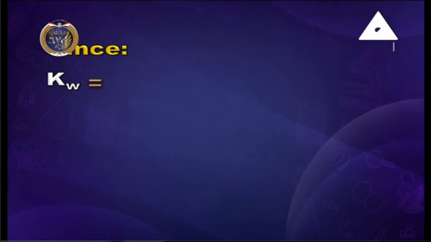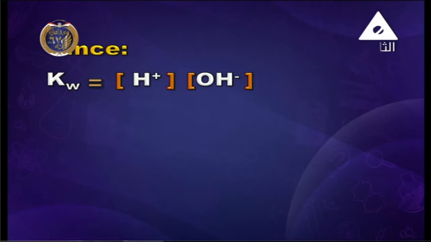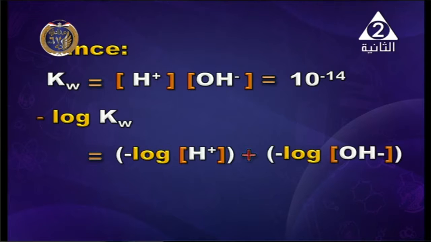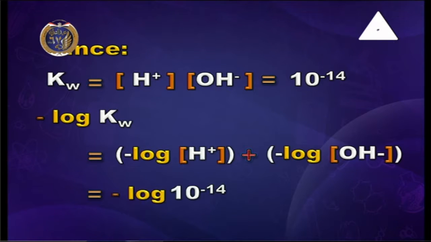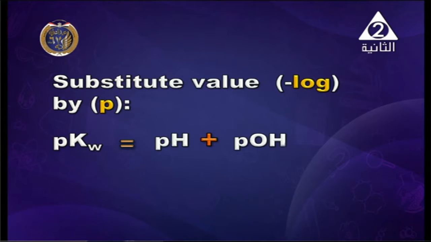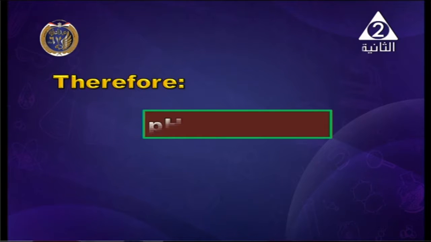Here, my dear student, as we know, Kw equals the concentration of hydrogen ion times concentration of hydroxide ion, equals 10 to power negative 14. So, negative log Kw equals negative log H positive plus negative log OH negative, so equals negative log 10 to power negative 14. My dear students, substitute the value of negative log by letter p. So, pKw equals pH plus pOH, so equals 14. Therefore, pH plus pOH equals 14.